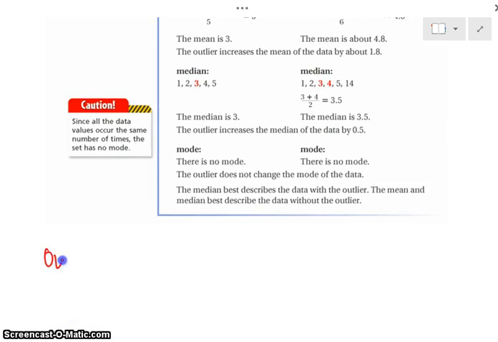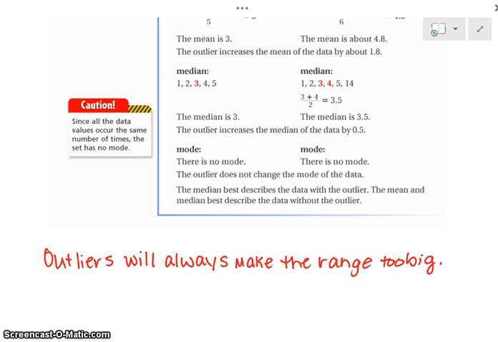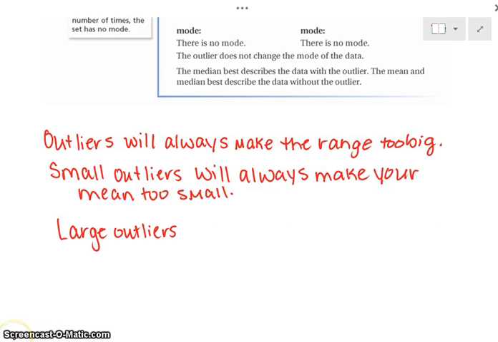So let's write that down. Outliers will always make the range too big. Small outliers will always make your mean too small. Large outliers will always make your mean too big.